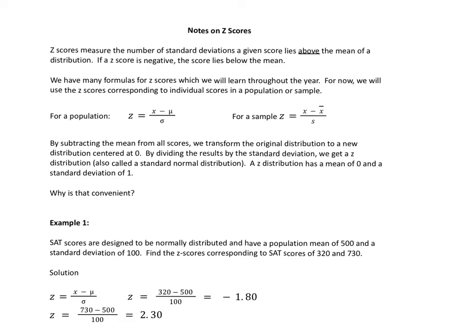So the formula for it really is quite simple. We have two different ones here, one for a population, and remember, when you see the Greek letters, it's talking about a population. So x minus mu, we're going to take any individual data value x, and we're going to convert it to a standardized z-score. In other words, how many standard deviations from the mean is x? So if you subtract the mean, and then divide by the standard deviation, that would be the number of standard deviations.